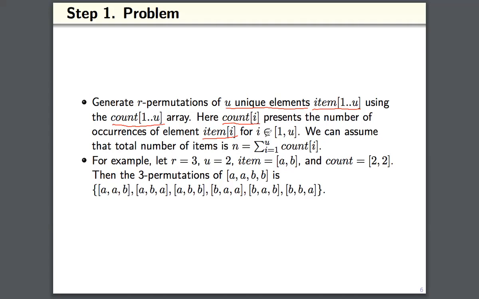Now the total number of items will be count of 1 plus count of 2 plus count of 3, and so on up till count of u. This is clear, right? N is equal to this.